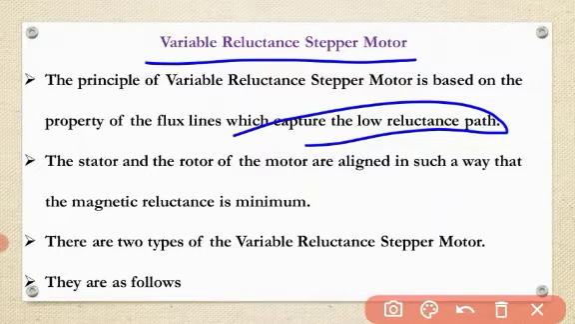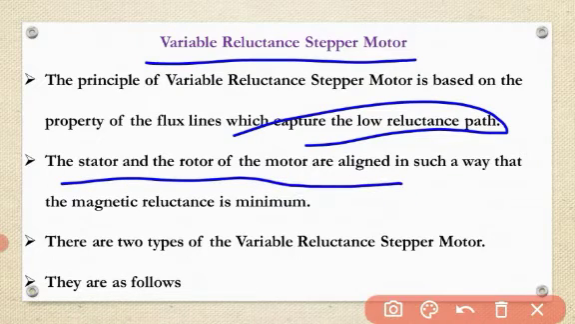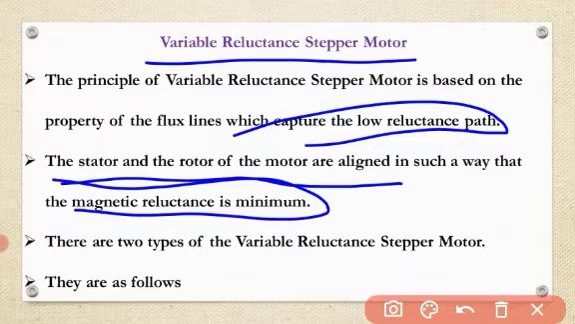The stator and rotor of the motor are aligned in such a way that the magnetic reluctance is minimum. It means what? I repeat, the stator and rotor of the motor are aligned in such a way that the magnetic reluctance is minimum. Where the magnetic reluctance is minimum, these are aligned, so at that moment you will get the torque and the rotor movement can be obtained.